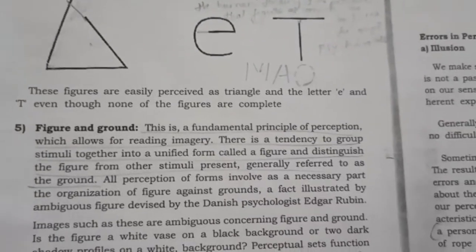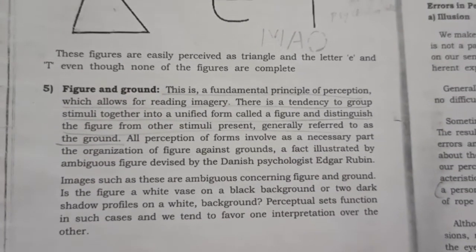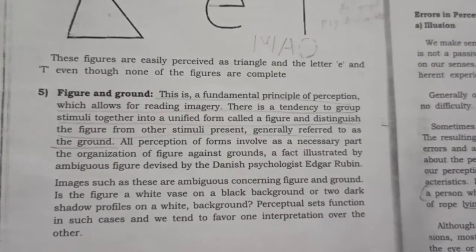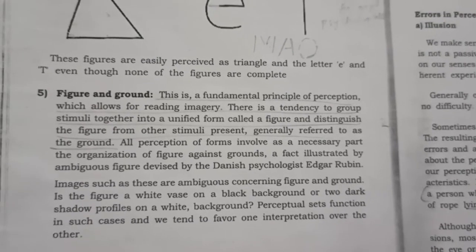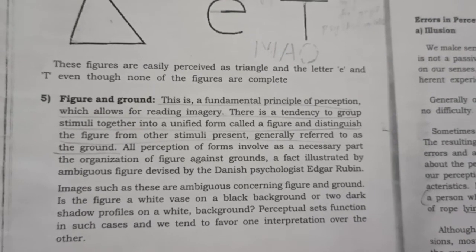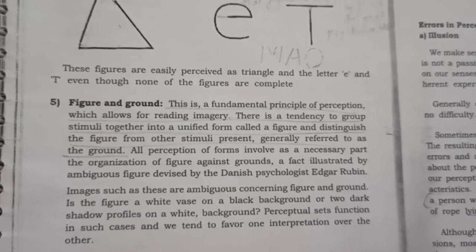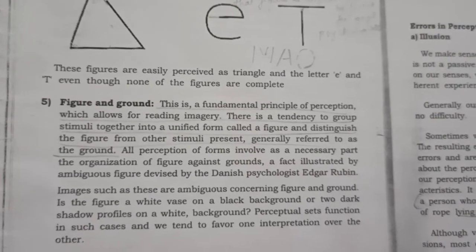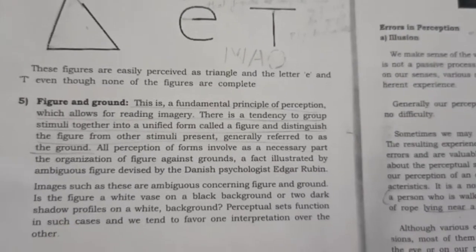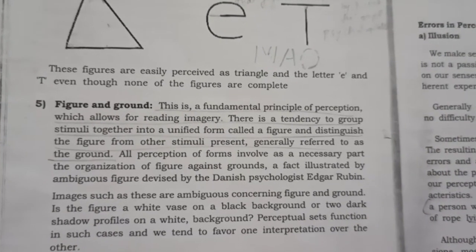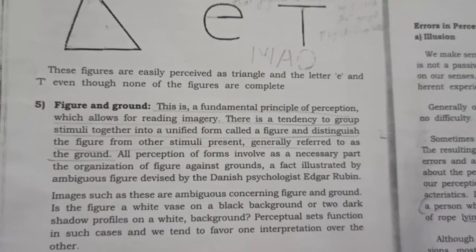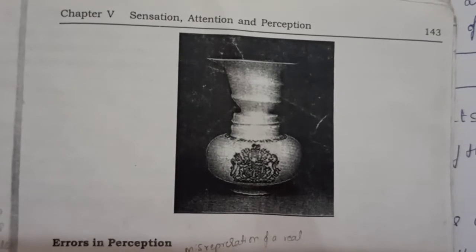So, the last one, figure and ground. This is a fundamental principle of perception which allows for reading imagery. There is a tendency to group stimuli together into a unified form called a figure, and distinguish the figure from the other stimuli present, generally referred to as the ground. So this is the example given.